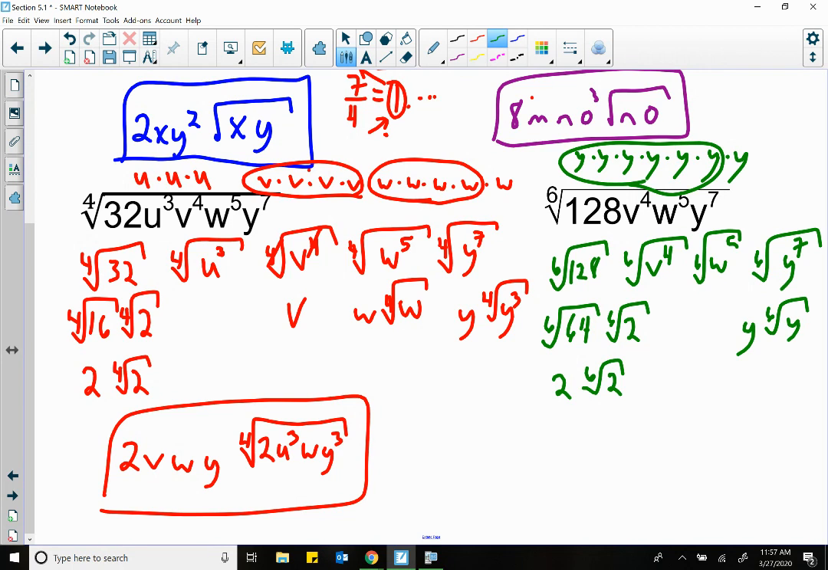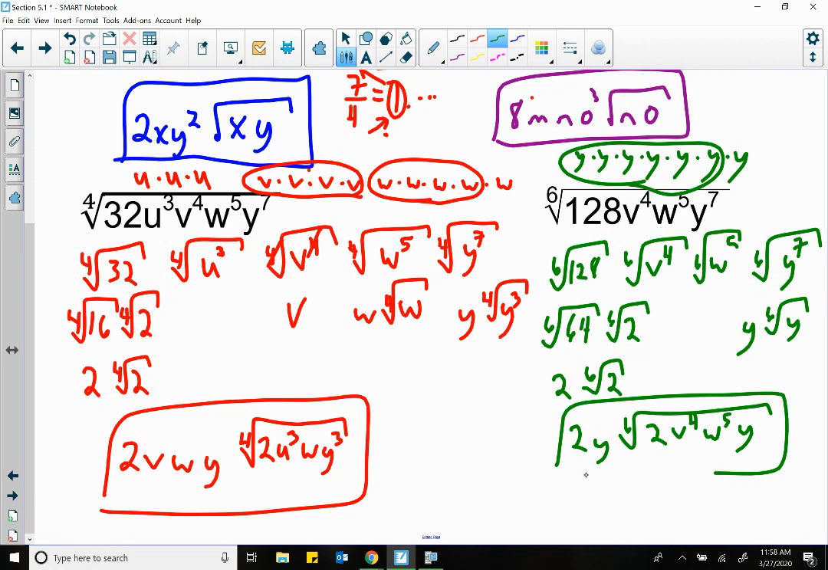So writing down what we have, the pieces that escape are 2 and y. The pieces that are back in my jail are the 6th root of 2, I've got a v to the 4th, I've got a w to the 5th, and I've got a y. And there it is. That is simplifying of radicals.